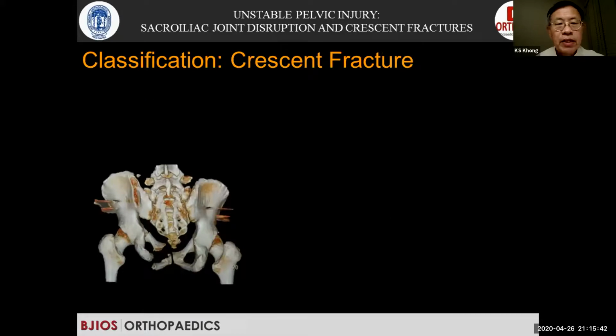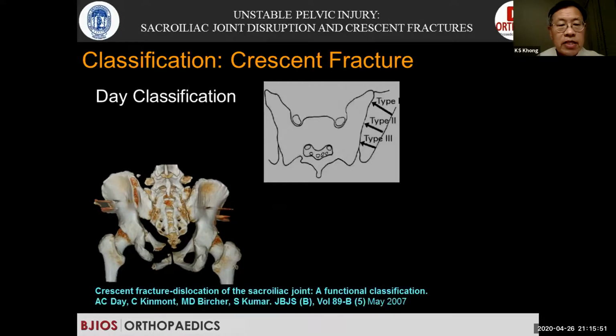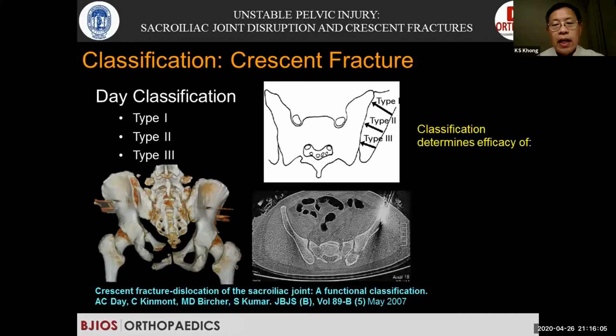In crescent fracture, there is a different kind of classification, and this is by Day and Martin Berger. And Day classification is 3 types involving respective thirds of the sacroiliac joint. The type 1 is more of an iliac wing fracture, and the type 3 is more of a sacroiliac joint disruption. The classification determines the efficacy of a few things.